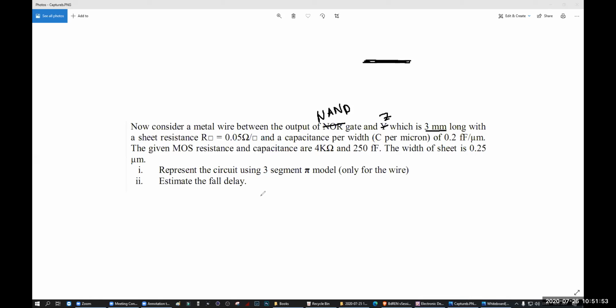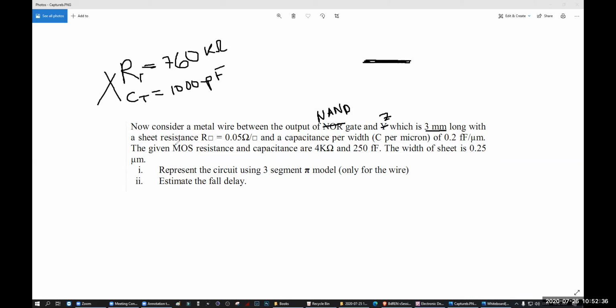Now, in this question, the book writer has given you a puzzle. They could directly say the total resistance is something like 760 kilo ohm, and the total capacitance is 1000 picofarad. They could directly say that, but they didn't give the total resistance and total capacitance. They actually try to play with you.